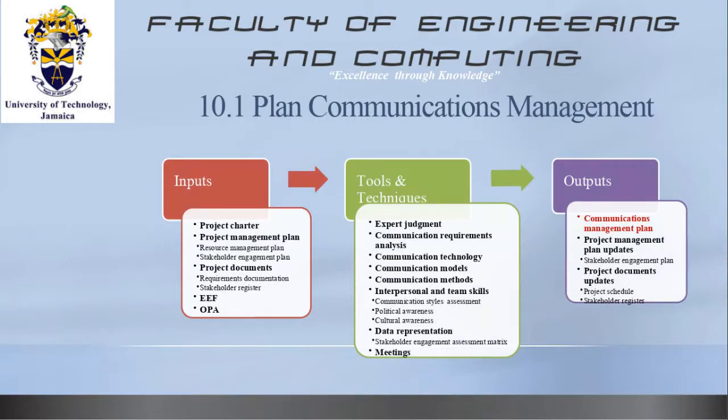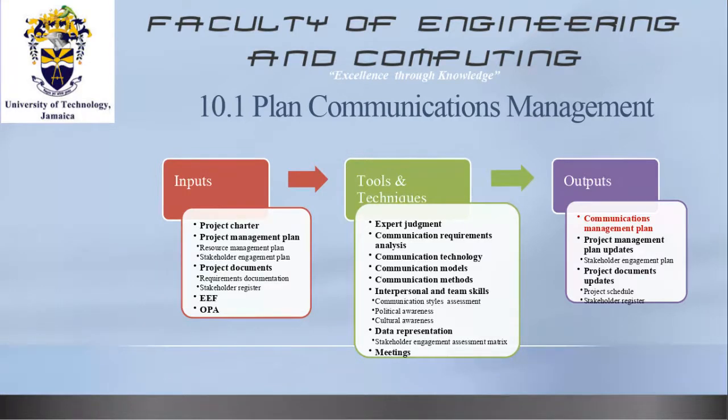The first, plan communications management. Obviously, whatever information we have from our project management plan, we are going to utilize that to our advantage. We are going to utilize our project charter. And then there is EEF and OPA, which is your enterprise environmental factors and your organizational process assets. There is the stakeholder engagement plan as a part of the project management plan. Obviously, you will need that. You will need the stakeholder register to assist in determining who your stakeholders are, what must be communicated to them, and when. So you generate your plan based on that information.